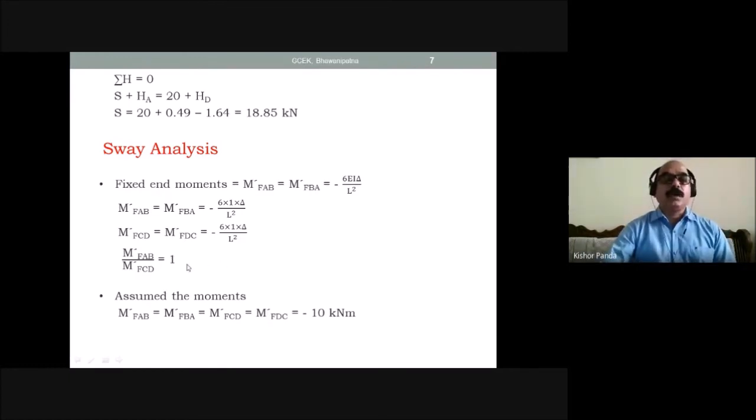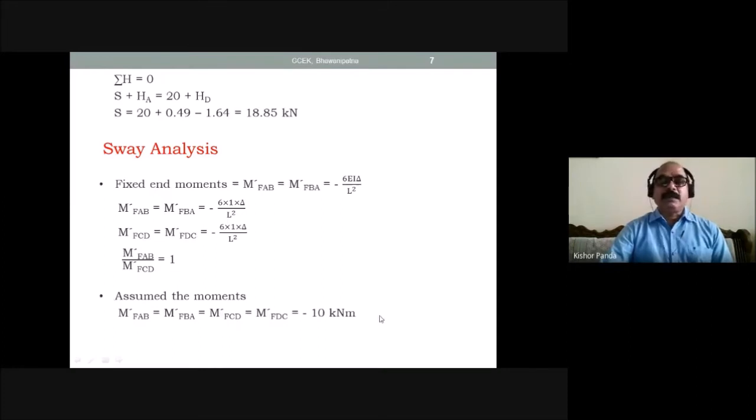So what do you have to do now? You have to assume the moments. You don't know what moment to take, so you have to go for the moment distribution of this moment. You can assume minus 10 kilonewton meter, or you can also assume minus 20, minus 30, minus 40, whatever you want. Here we will assume the moment is minus 10 kilonewton meter, because you don't know the magnitude, so you have to assume one value. So M dash FAB, M dash FBA, M dash FCD, M dash FDC is equal to minus 10 kilonewton meter.